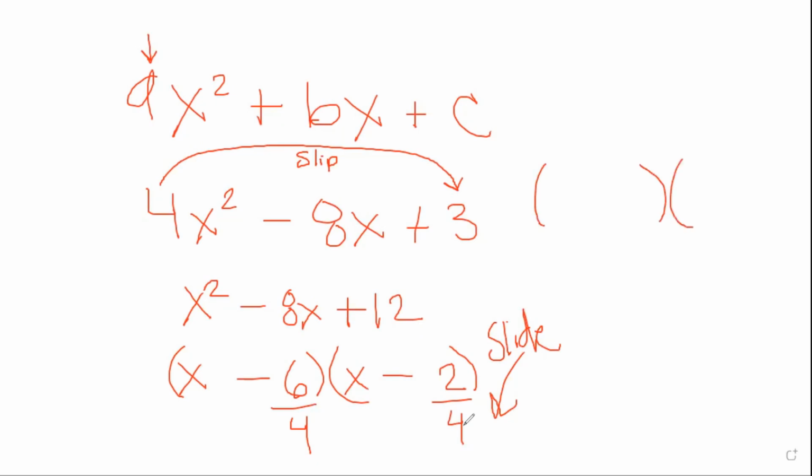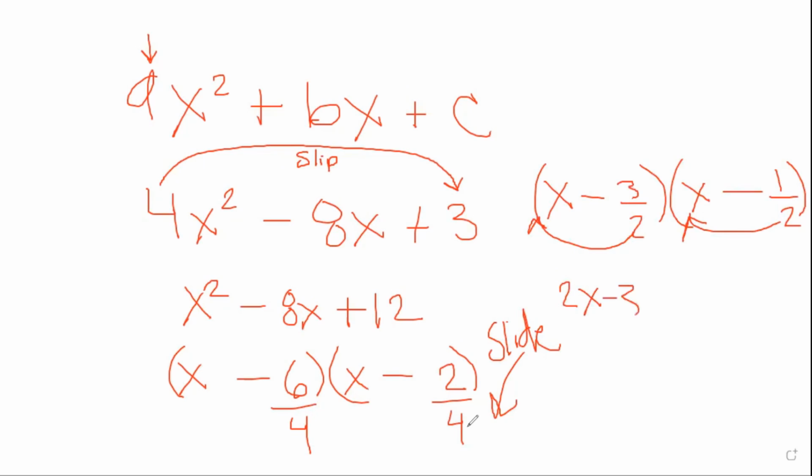So here, I'm going to move over to this column now. If I reduce both of these fractions, 6/4, I know I can reduce both by 2. That would be 3/2. And 2/4, we said, can be reduced to 1/2. If I reduce the fraction and it's still a fraction, I'm going to move the denominator to the front. So these would become 2x minus 3, and this would be 2x minus 1. And now, if we FOIL to check, these should be our factors.